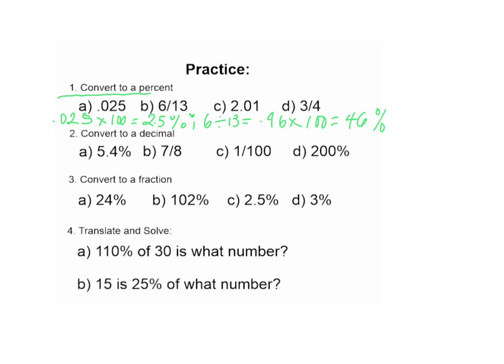C says turn 2.01 into a percentage. Remember, turning a decimal into a percentage is multiplying by 100. So I'm going to do C in blue so you can tell the difference. C, 2.01. Sorry about that. 2.01 times 100 is going to be 201%.